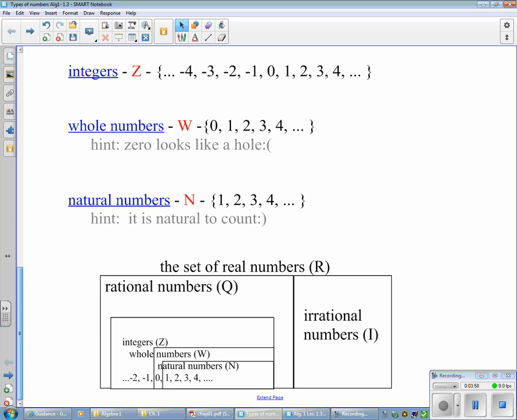So the number 4, for example, is a natural number. It is a whole number. It is an integer, and it is rational, and it is real. So if I wanted to list everything that the number 4 is in, I could write R, Q, Z, W, and N. Hope this helps.